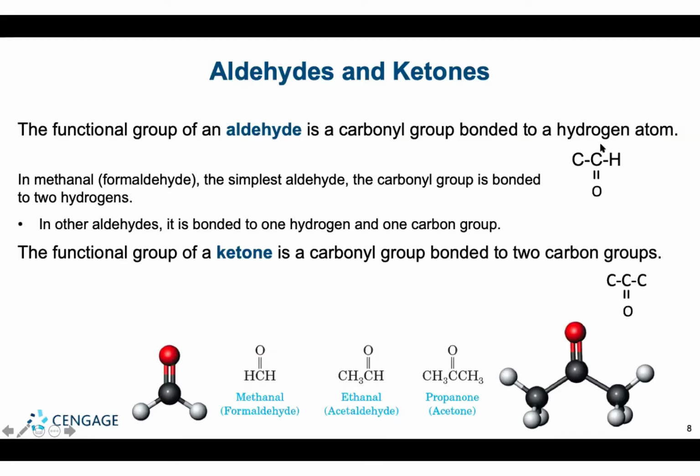This C=O is what? Carbonyl group. If this carbonyl group, at least from one side, is attached to hydrogen, we call it an aldehyde. So this is the aldehyde functional group: a carbonyl group and a hydrogen attached to it. This carbon can be a hydrogen or can be a carbon.